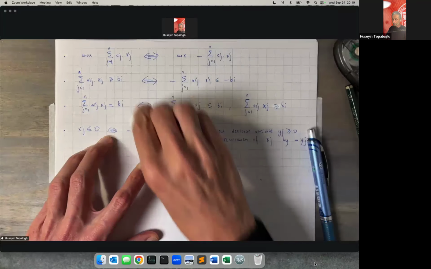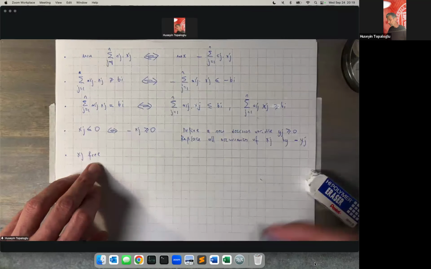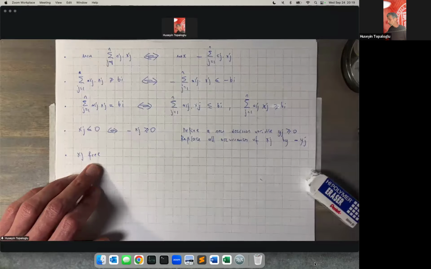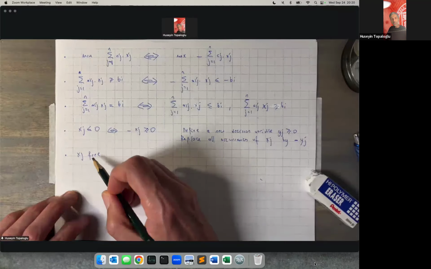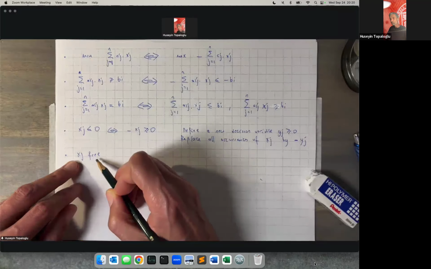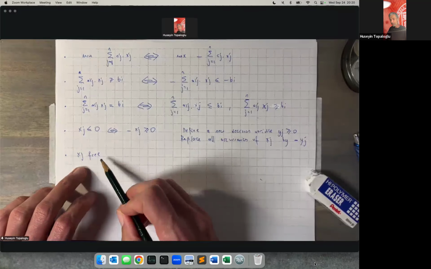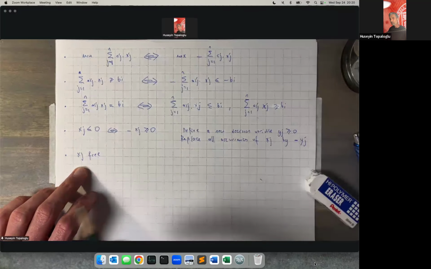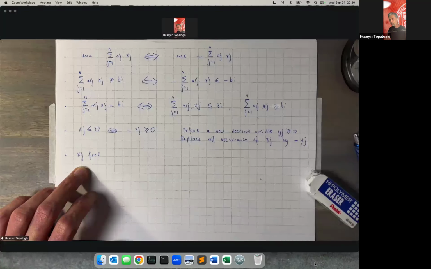And let's say the final one, let's say that we have a free decision variable xj that can take both positive and negative values. The trick over here is that a number, irrespective of whether it's positive or negative, can always be written as the difference of two positive numbers.